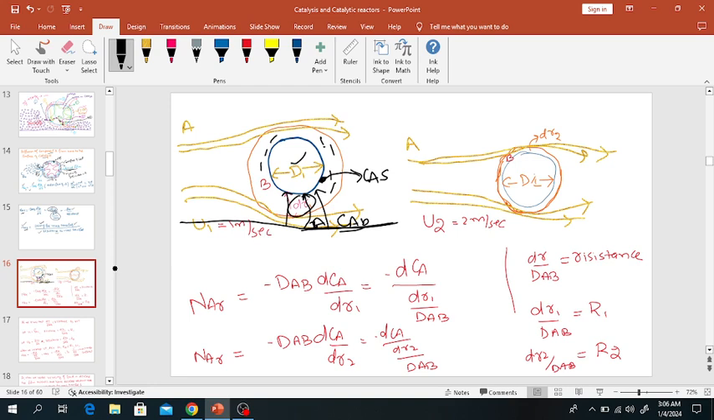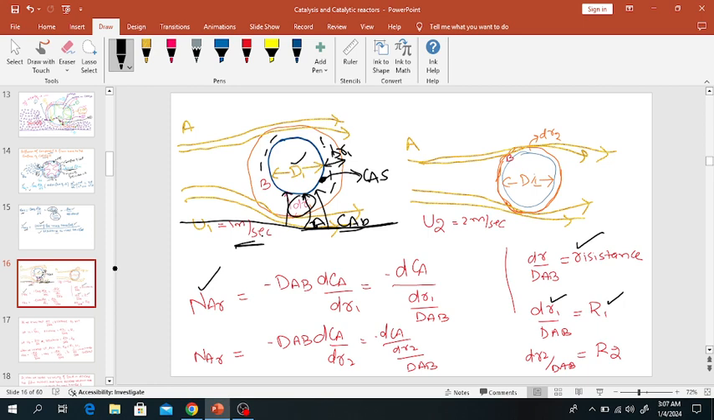Okay, so the molar flux of component A is DAB dCA divided by dr1. The dr1 is this thickness. So again, dCA divided by dr1 divided by DAB. So dr divided by DAB is resistance to mass transfer, and dr1 divided by DAB is r1, which is resistance number 1 at this condition when the fluid velocity is 1 meter per second.